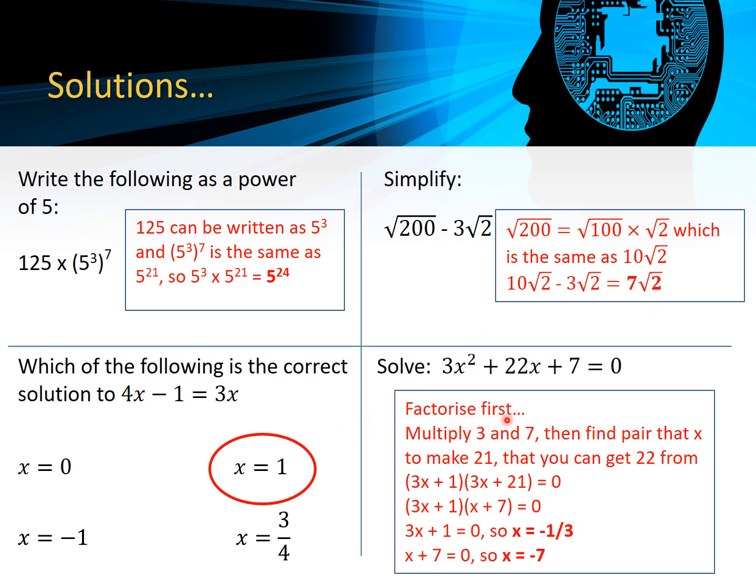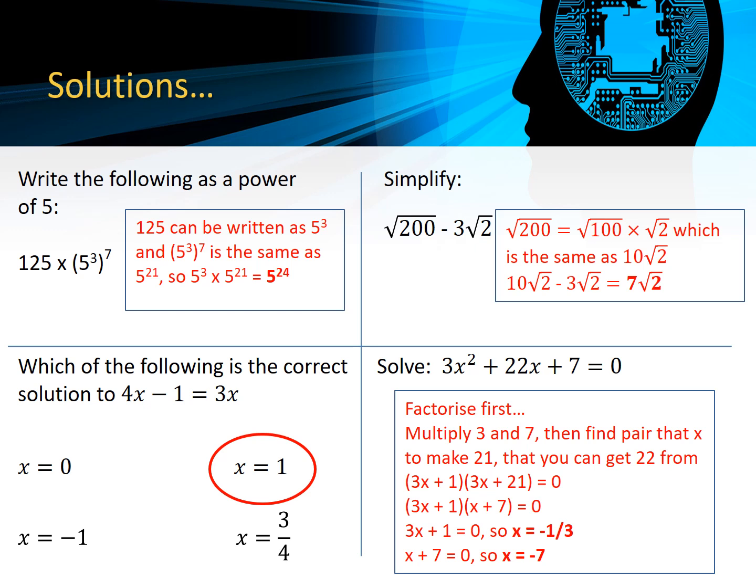You can have done this in a multiple of ways. I've chosen to factorize it, but you might have used the quadratic formula. If you have, you should get exactly the same values as I got down here. But I, first of all, would have multiplied my 3 and 7 together and found numbers that multiply to make 21 and that somehow you can get 22 from. That's going to be 1 and 21. I like to put 3x in both brackets to start with before looking to see if there's any of them that I can cancel down.